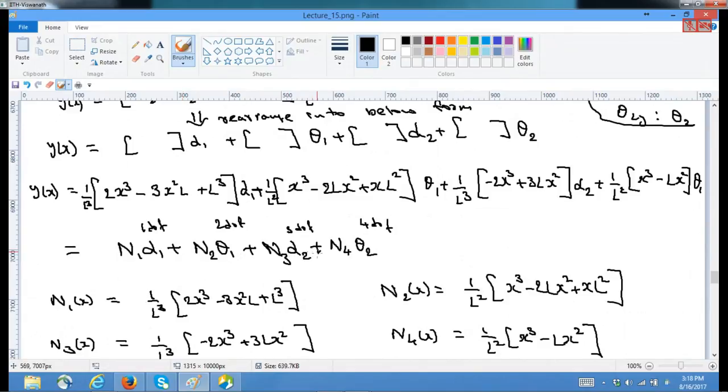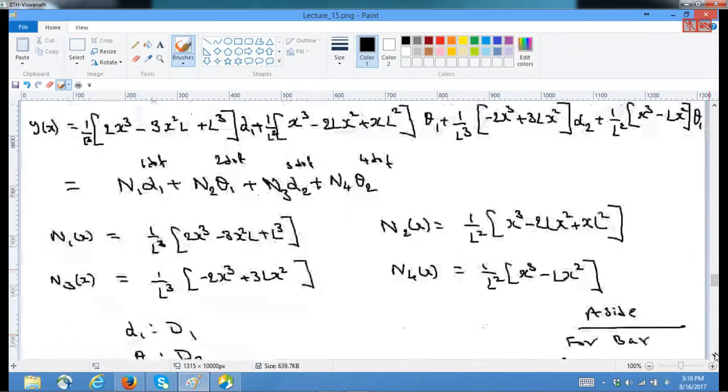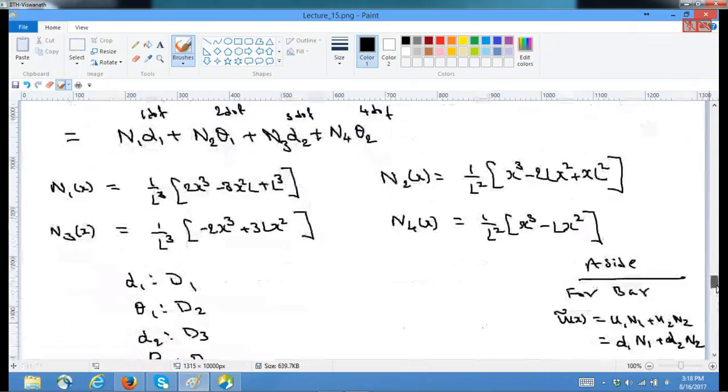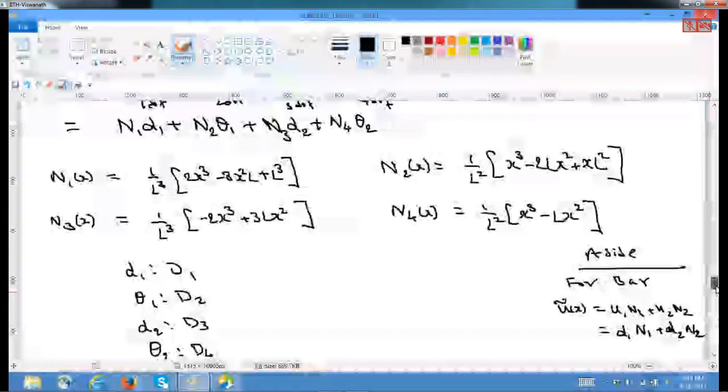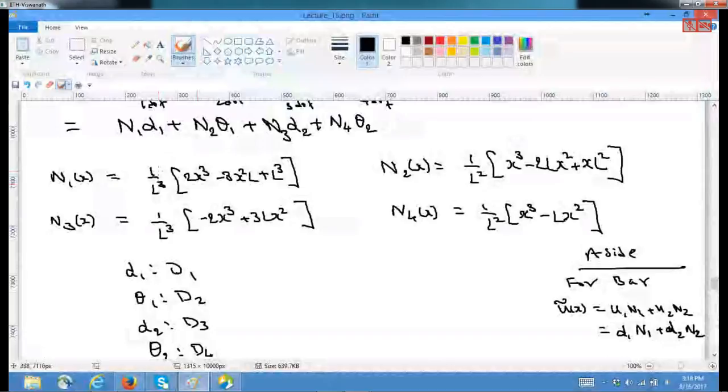If I define my n1, n2, n3, n4 from the above sorting out, n1 is 1 by L cube (2x cube minus 3x square L plus L cube), and n2 is 1 by L square (x cube minus 2L x square plus x L square), and n3 is 1 by L cube (minus 2x cube plus 3L x square), and n4 is 1 by L square (x cube minus L x square).